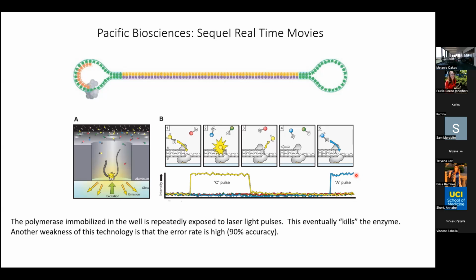This technology is also known as having a higher error rate. The nice thing about it, and some of it's just because you've got these laser light pulses, which eventually the enzyme's going, yeah, no, this is not good. But because you have this SMRTbell template, it's sequencing around and around. Because the errors are random, the more times it goes around, the more it increases the accuracy of the read.